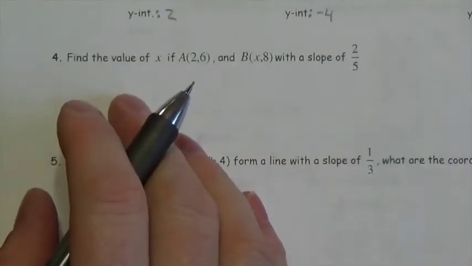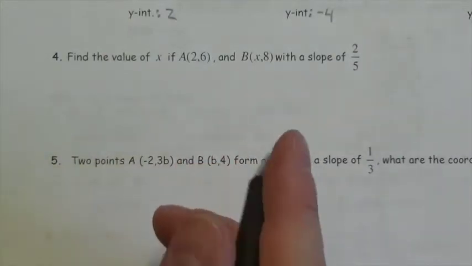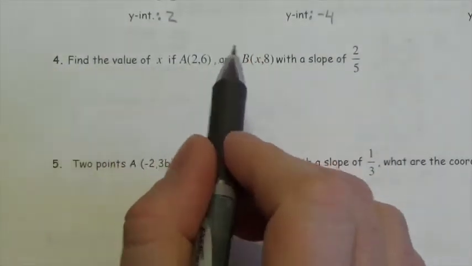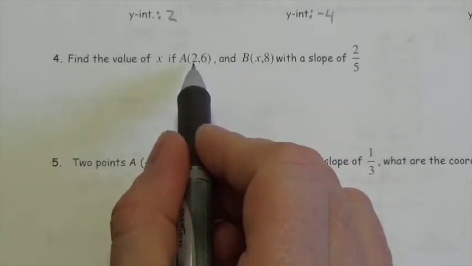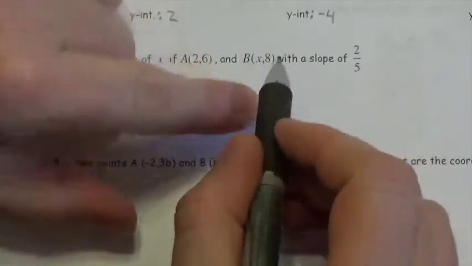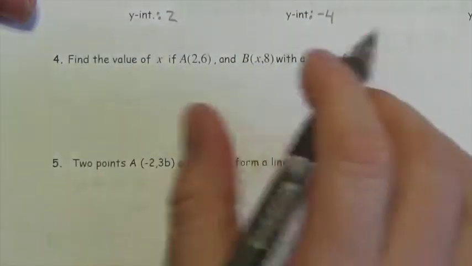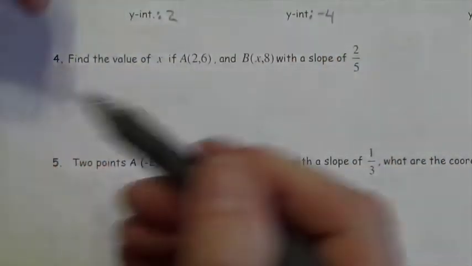All right, now in this question, we're forcing you to do a little bit of algebra. So find the value of x if I've got the point A, which is (2, 6), and the point B is (x, 8). So I don't know what the x-coordinate is for this point right here. But I'm being told that the slope of that line segment is 2/5.